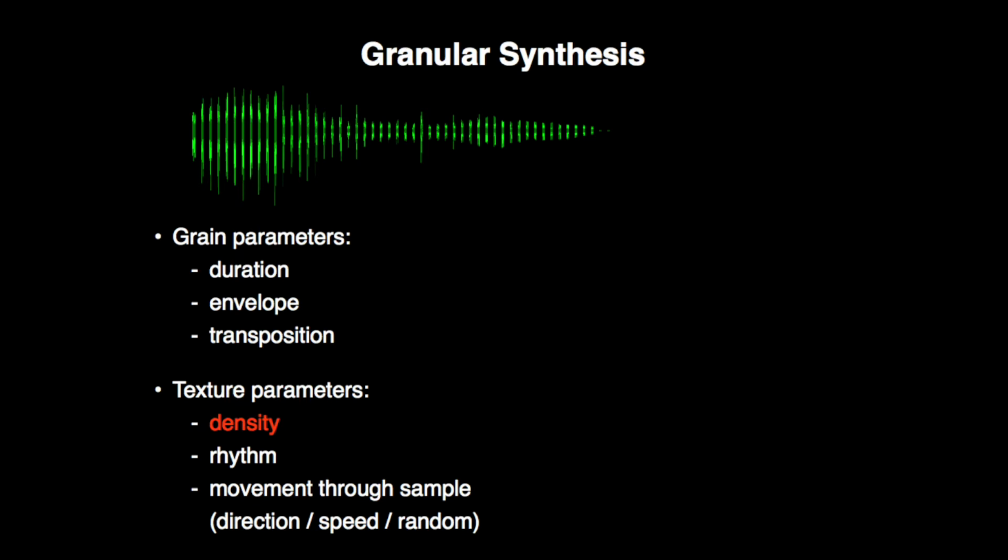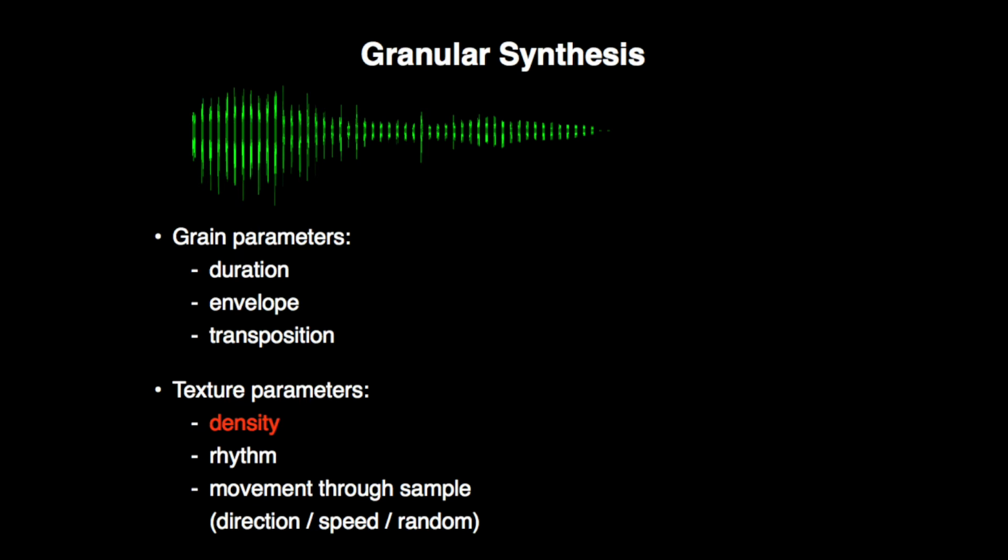So with regard to the individual grains, we can alter the duration of the grain, like we already talked about. Is it 1 millisecond long? Is it 20 milliseconds, 70 milliseconds, 150 milliseconds long? We can look at the envelope of the grain, how it gradually fades in and fades out. It's like any other sound, it's going to have a shape to it. And we can actually transpose individual grains to different pitch levels.